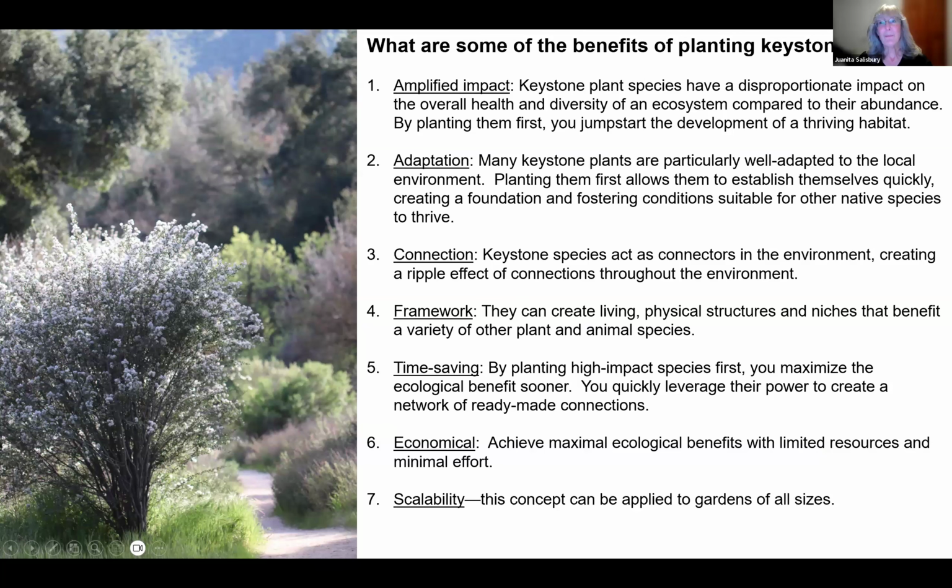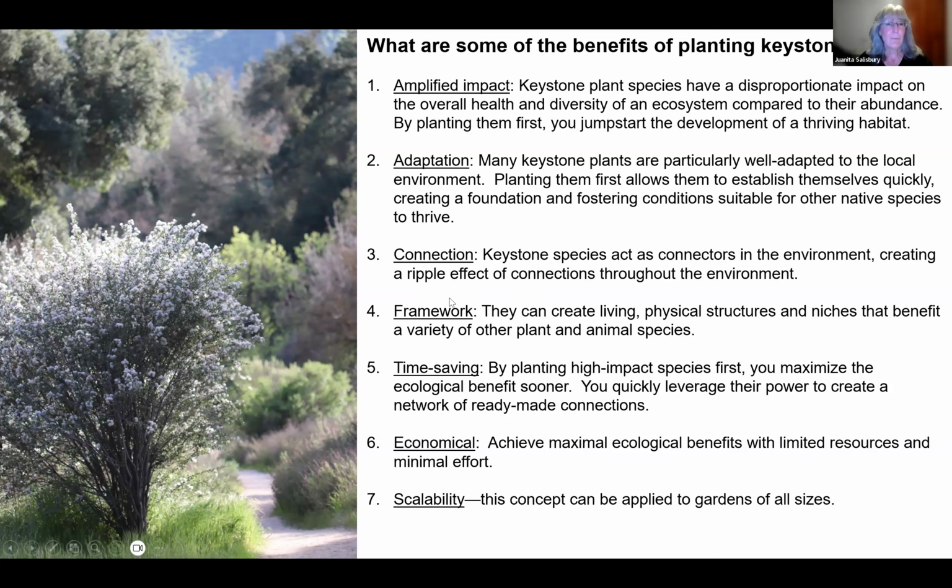What are some of the benefits of planting keystone species? Because keystone species have a disproportionate impact on the overall health and diversity of an ecosystem compared to their abundance, their effect in the environment is amplified. So by planting them first, you jumpstart the development of a thriving habitat. So they get things started. They're very well adapted to their local environment, and planting them first allows them to establish quickly, which creates a foundation and fosters conditions suitable for other native species to thrive.